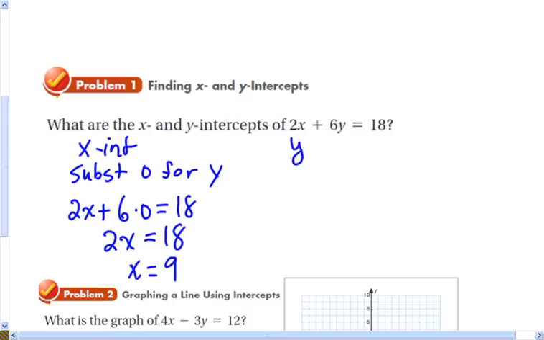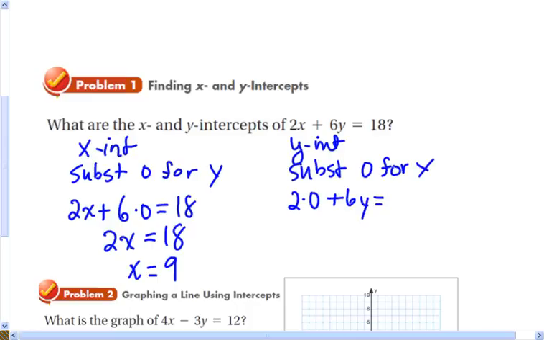To find the y-intercept, we're going to substitute 0 for x, and in that case we're going to do 2 times 0 plus 6 times y is equal to 18. And again, 2 times 0 is just 0, and 0 plus 6y is just 6y. Then we divide both sides by 6, and we get y is equal to 3.